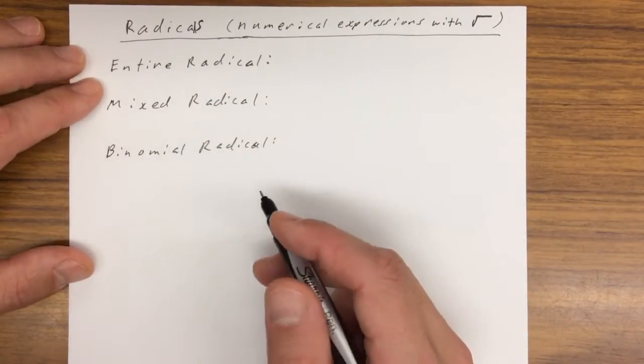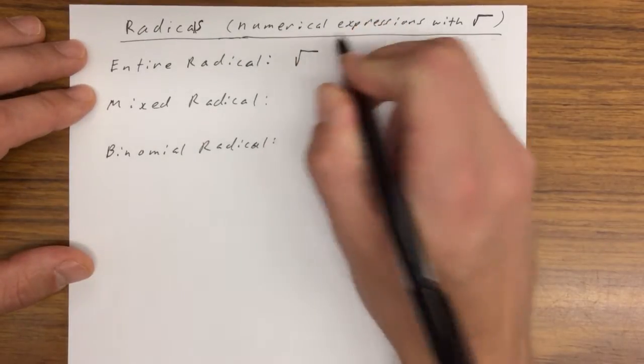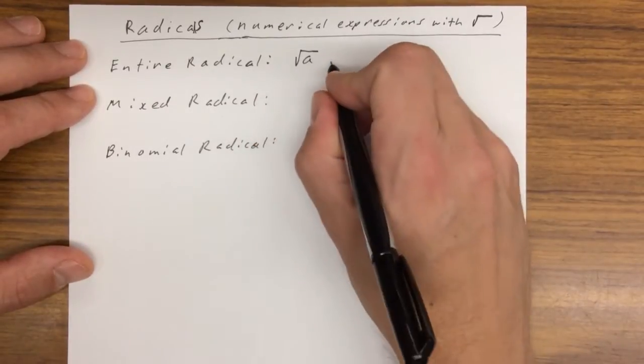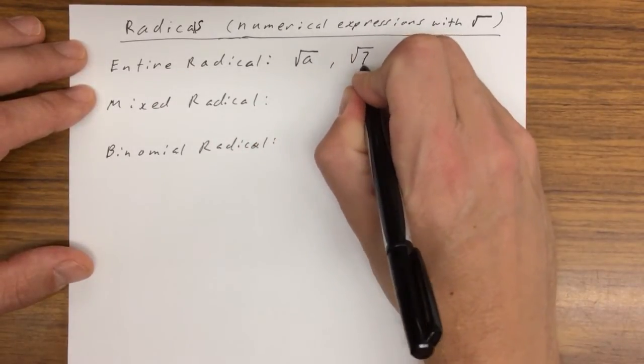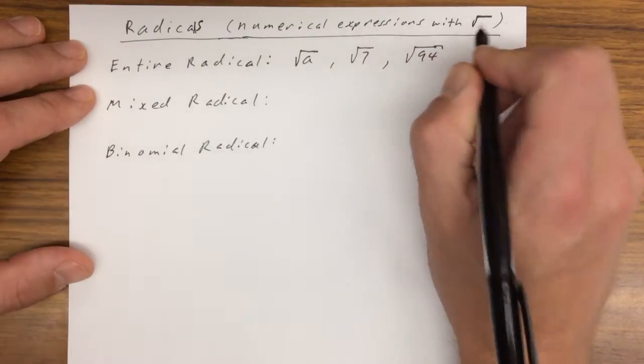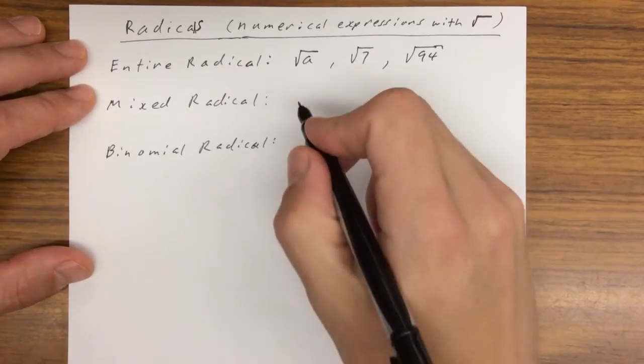So we have what's called the entire radical, where you just have the square root of some number. Let that number be a, or root 7, or root 94. Those are entire radicals. Okay, so everything is under the square root.